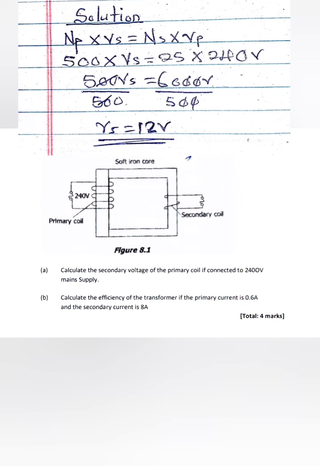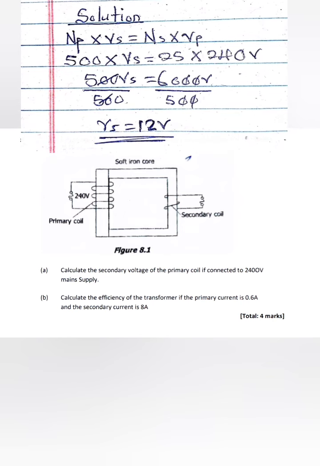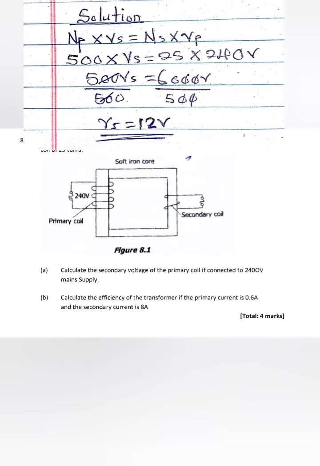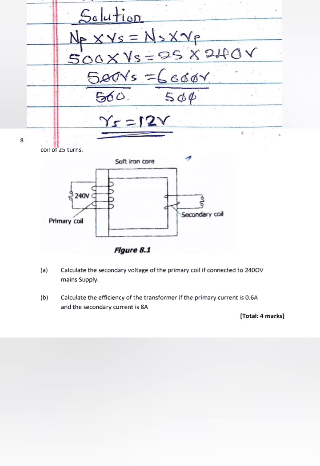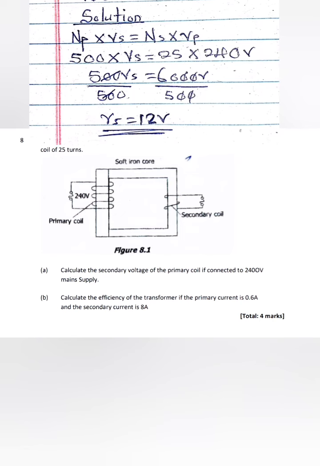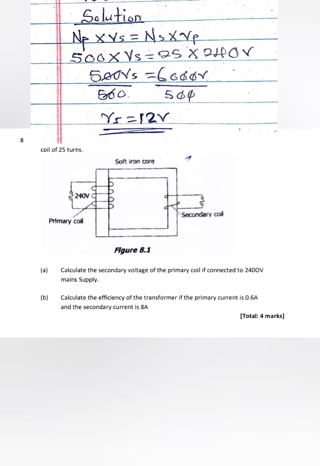Since I'm looking for the voltage on the secondary coil, the number of turns on the primary is 500, the number of turns on the secondary is 25, and the voltage on the primary coil is 240 volts. So 25 multiplied by 240 gives 6,000. 6,000 divided by 500 gives 12 volts. So 12 volts is the voltage on the secondary coil.